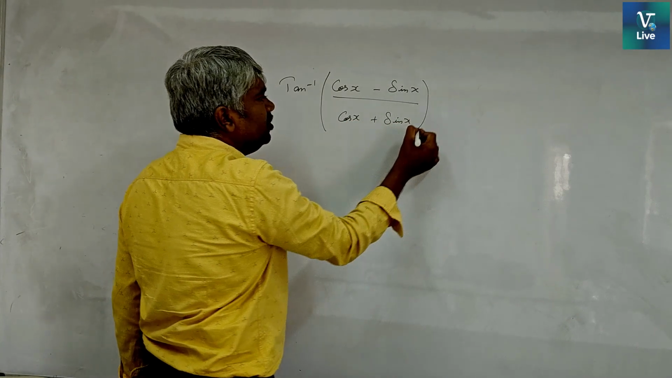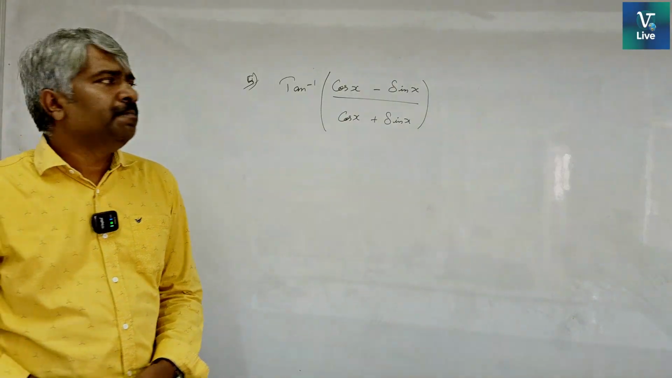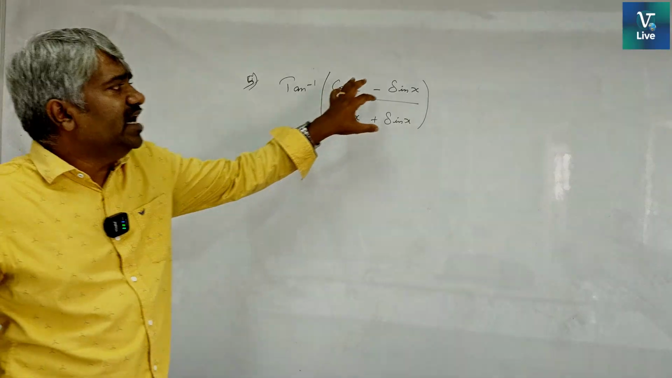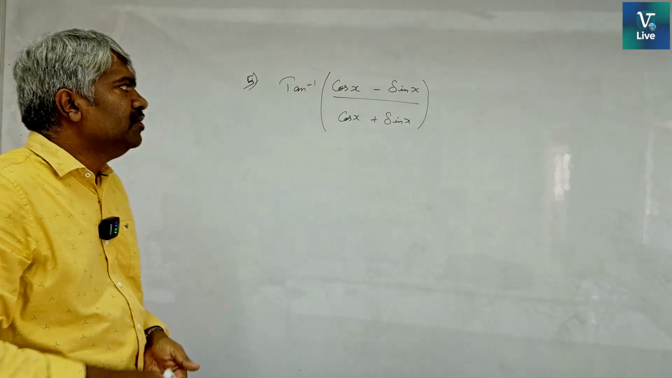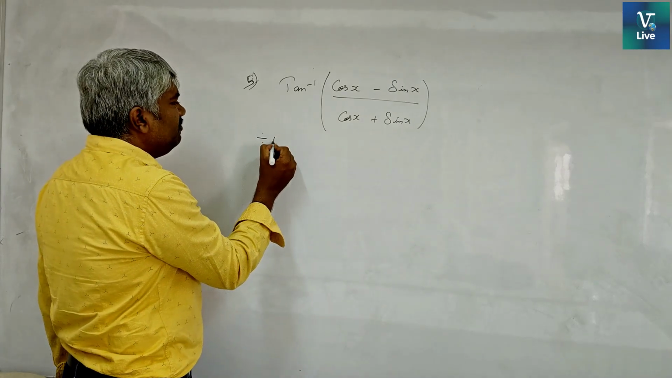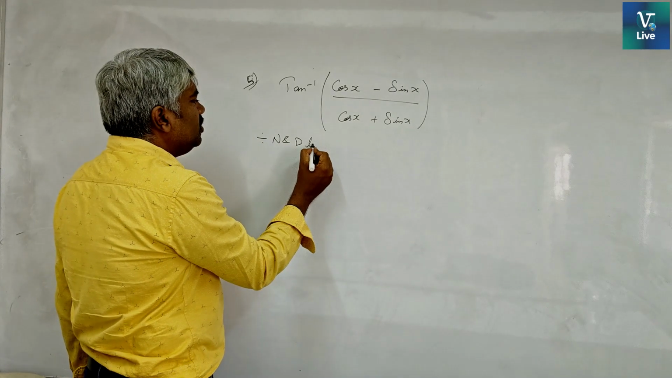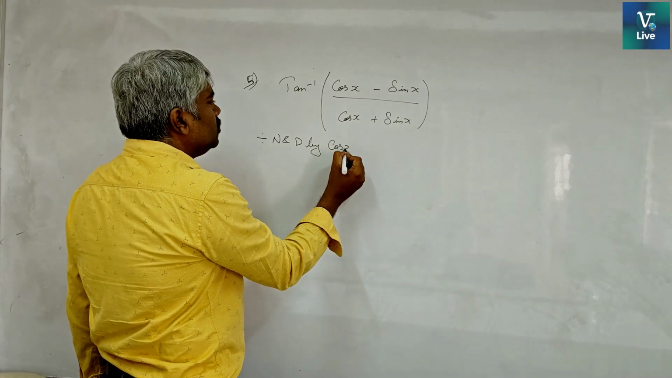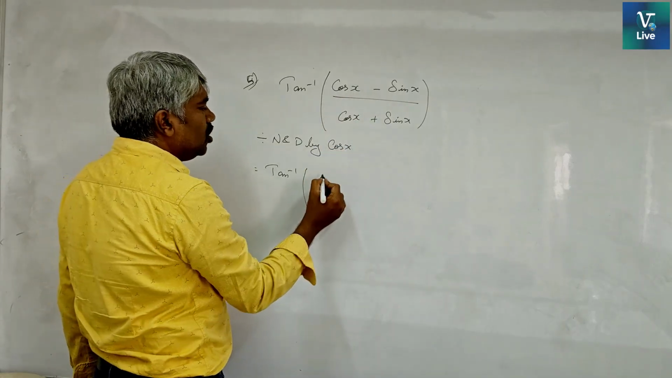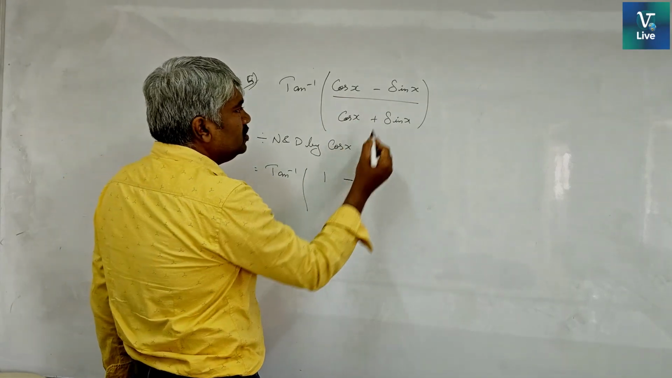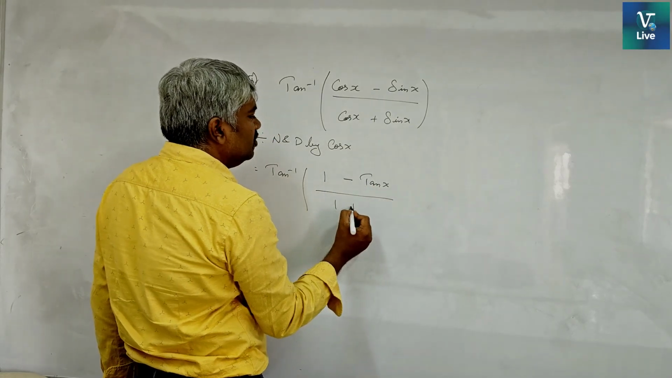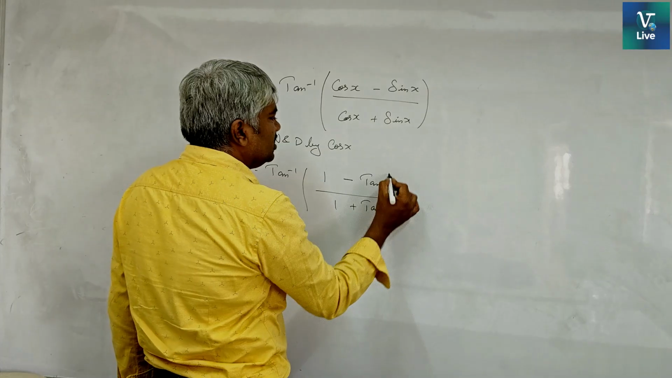We need to convert this into the simplest form. Since the term outside the bracket is tan inverse, try to convert the data into tan. We know that sin x divided by cos x is tan x. So divide numerator and denominator by cos x. So tan inverse of what? cos x by cos x is 1, and sin x by cos x is tan x, divided by 1 plus tan x.